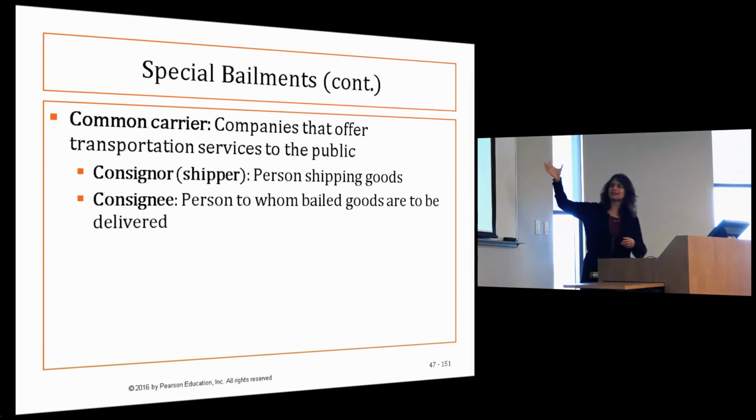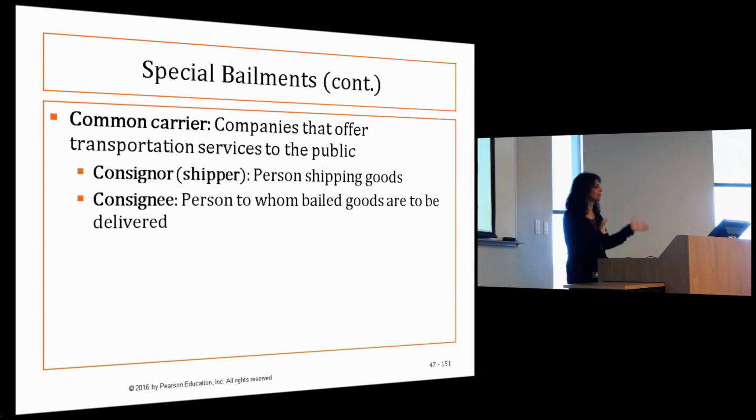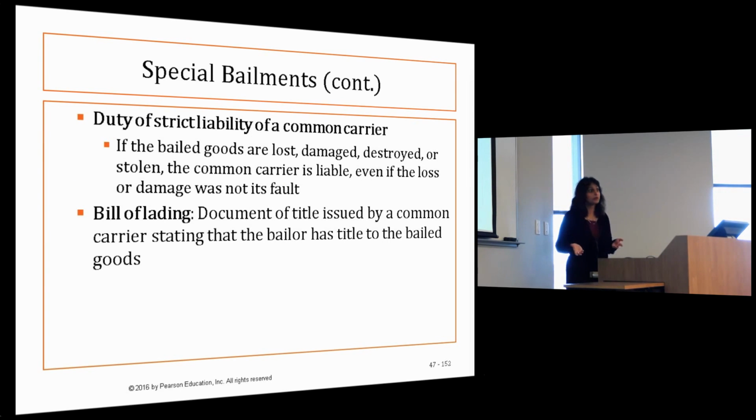Obviously we can get into consignments and so on and so forth, but let's not name parties too much. Common carriers are companies that offer transportation services to the public. They're acting as bailees. Back in the day, the liability was strict liability. Remember what strict liability was? Strict liability is liability without fault. So basically, if something happened during transportation, meaning if the bailed goods were lost, damaged, destroyed, or stolen, the common carrier was liable even if it wasn't their fault.